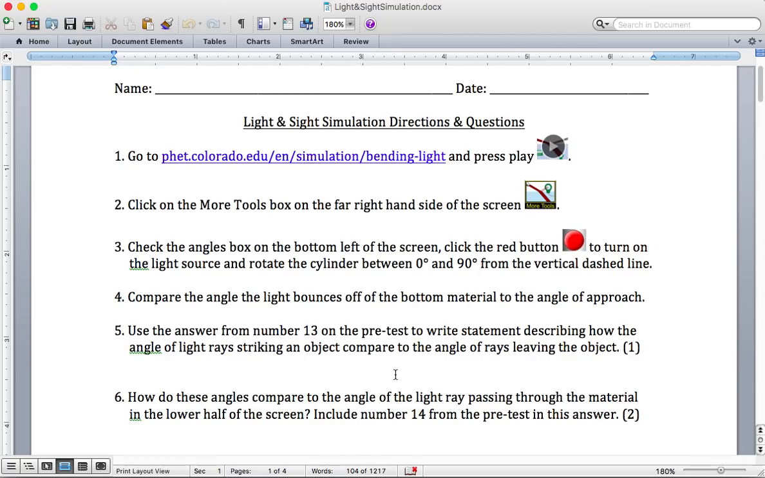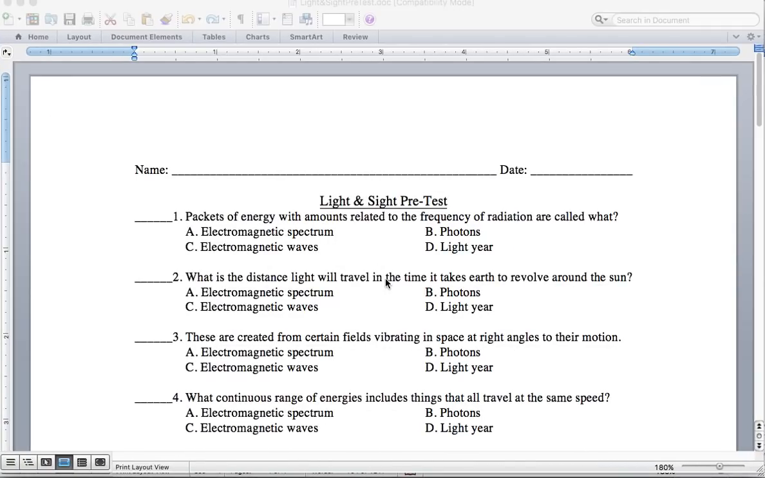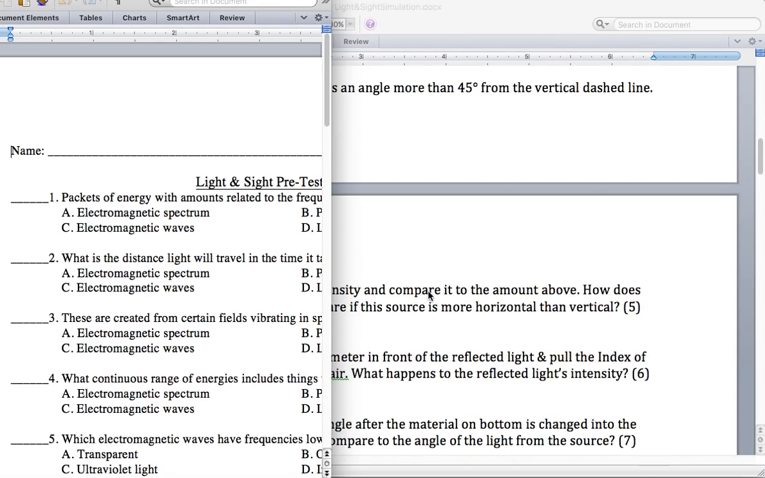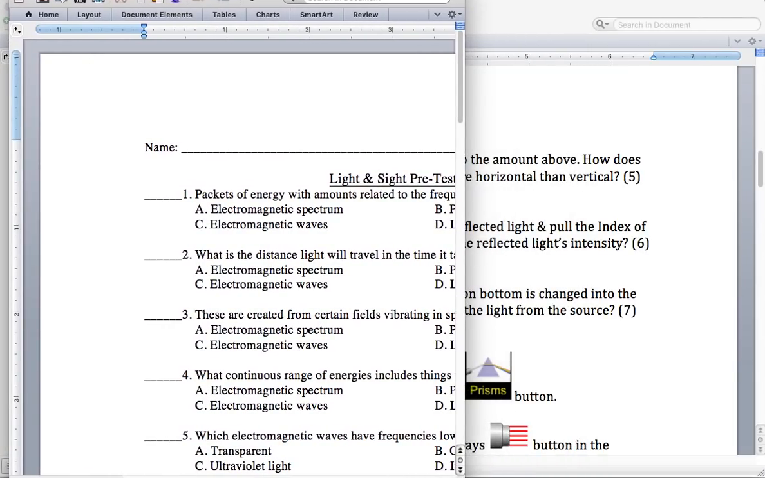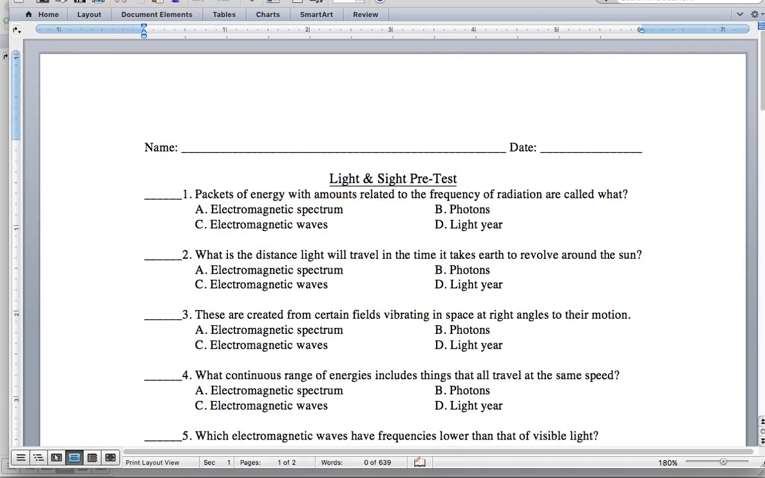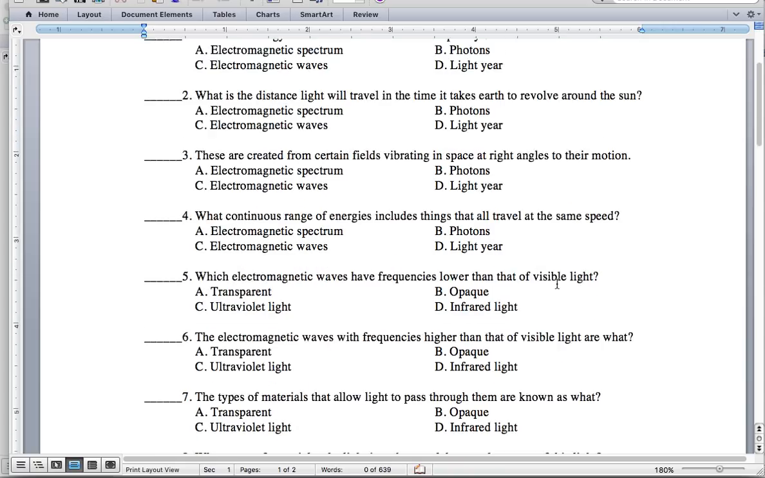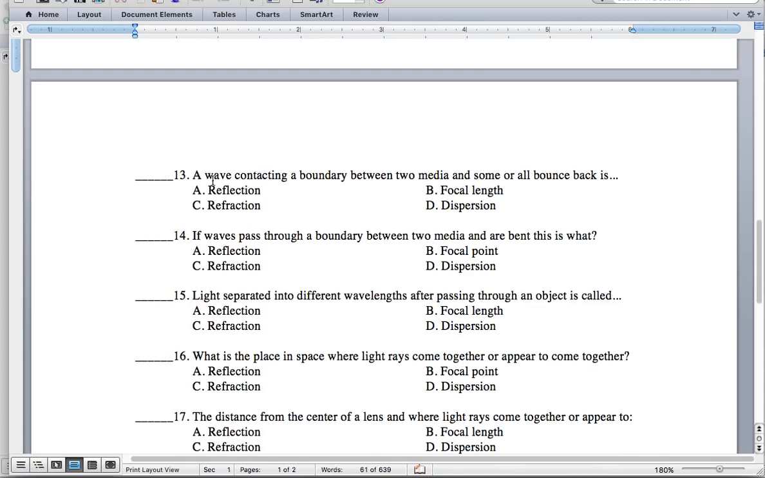So using number 13 from your pretest, so let's go down here. Oh, sorry, I thought I had this all ready for you. So number 13, a wave contacting a boundary between two media and all or some bounces back. So media is just the word used to describe the substance the light is traveling through. So some or all bouncing back.